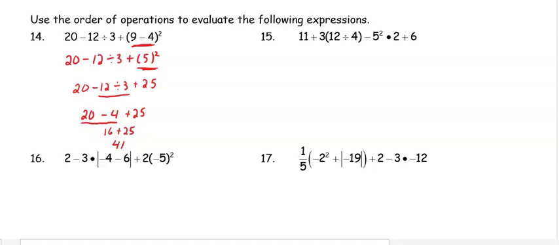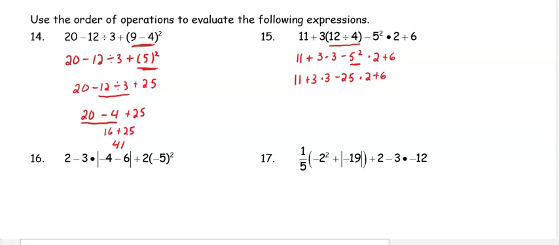In the next problem, the first thing that we have is parentheses. So we are going to do the parentheses with the 12 divided by 4. Everything else gets rewritten. So we have 11 plus 3 times 12 divided by 4 is also 3 minus 5 squared times 2 plus 6. Next, we're going to look for any exponents. So we have an exponent here with 5 squared. So we have 11 plus 3 times 3 minus 25 times 2 plus 6.